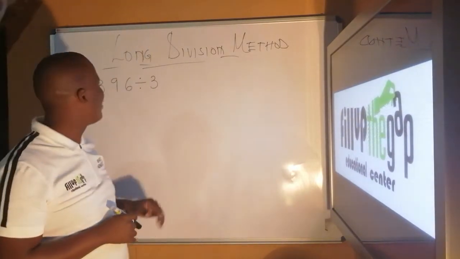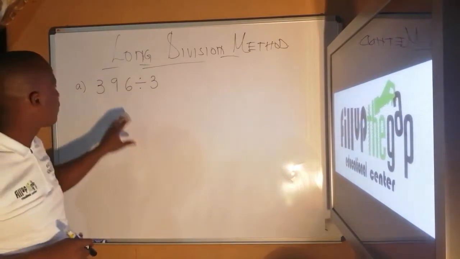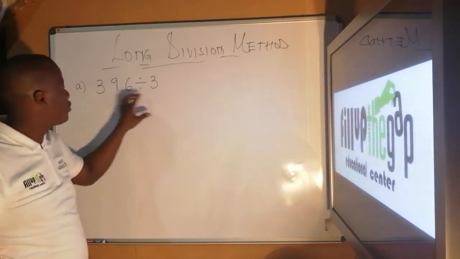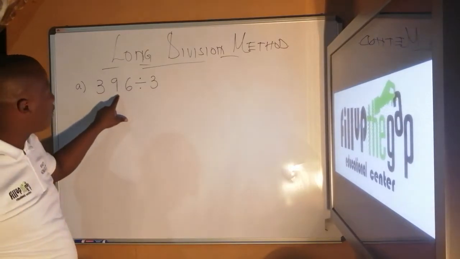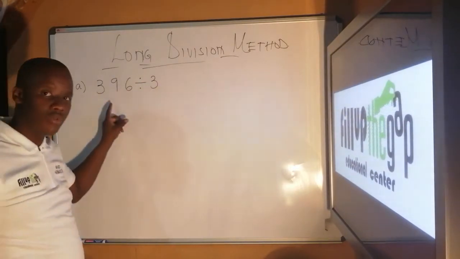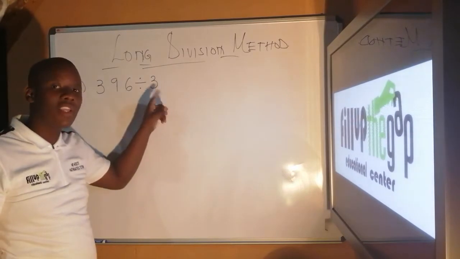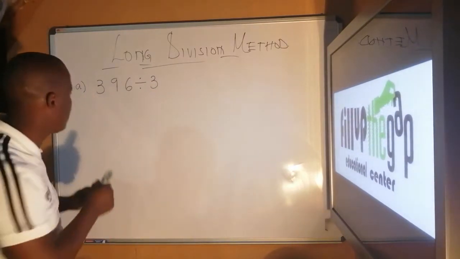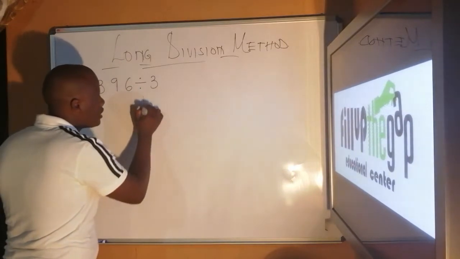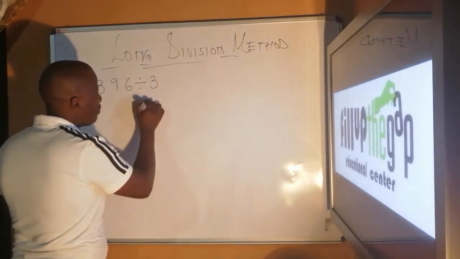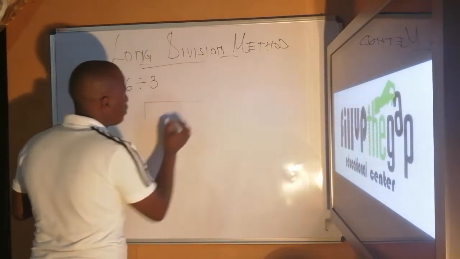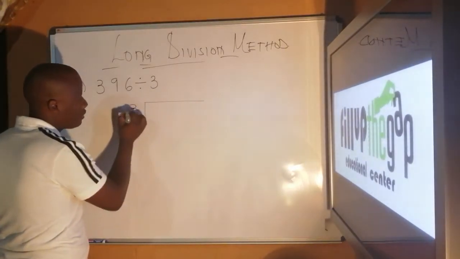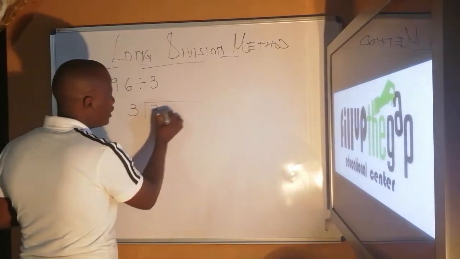So right now on the long division method we have two numbers. We have the dividend and we have the divisor. The dividend is the number that you divide into, and the divisor is the number that you divide with. This is how you see whether this is a long division. Here you put a divisor, and then here you put a dividend.